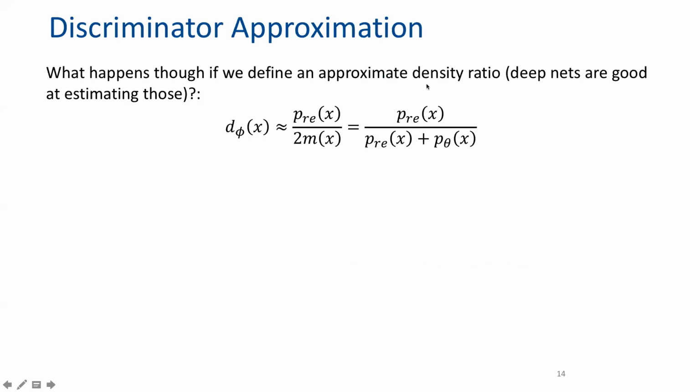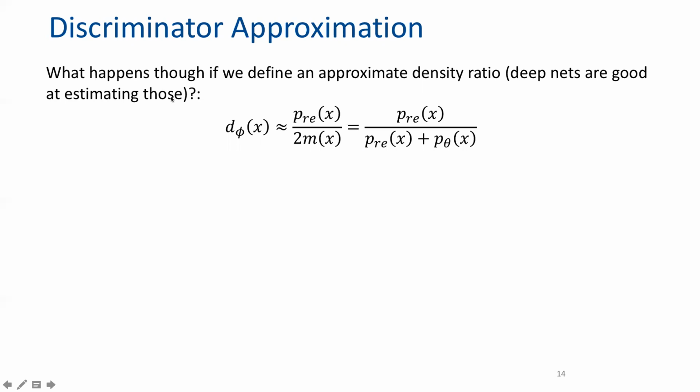So it turns out that if I build a classifier that classifies real and synthetic images, its softmax output actually has this form. If the classifier is trained to assign a 1 to real images and a 0 to synthetic images, and it has a softmax output, a perfect classifier would actually compute this density ratio here. And we already know that deep networks make very good classifiers.